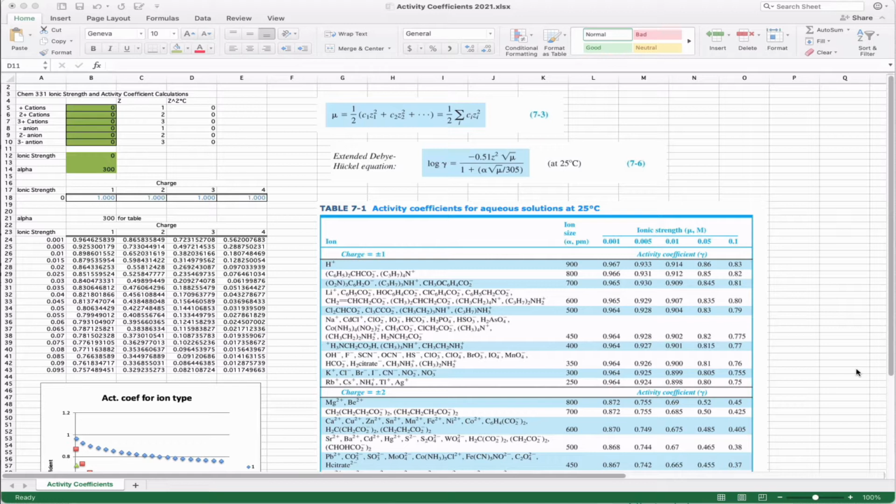So the sodium nitrate acts as our background electrolyte because it dissociates completely, and 0.1 molar sodium nitrate will contribute 0.1 molar sodium ions and 0.1 molar nitrate ions.